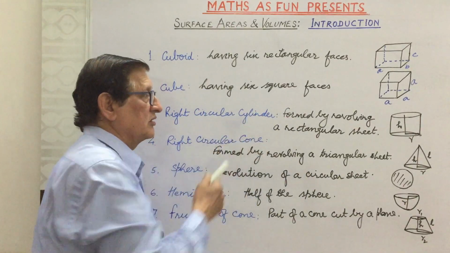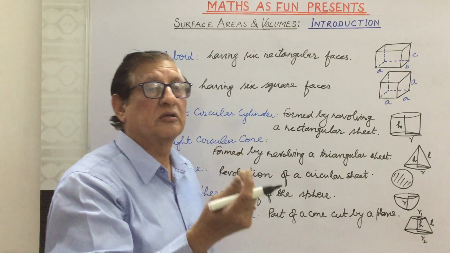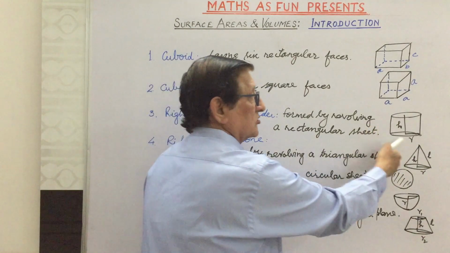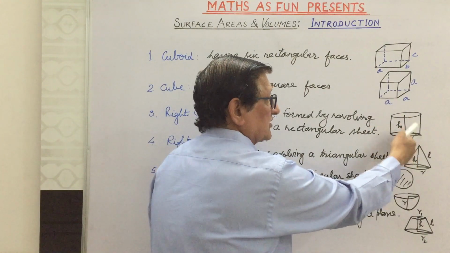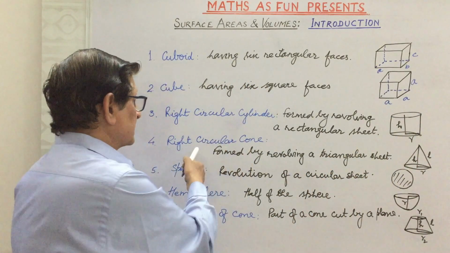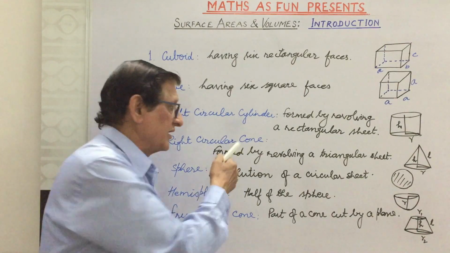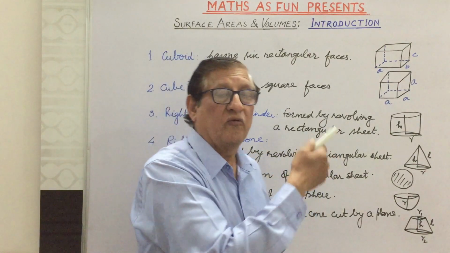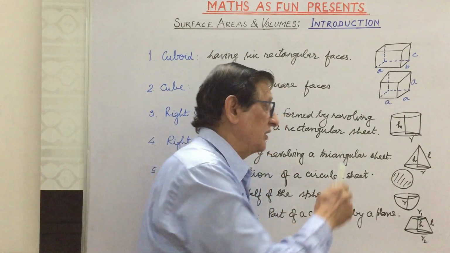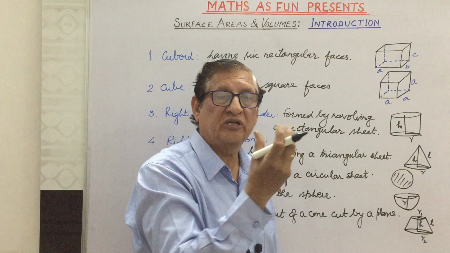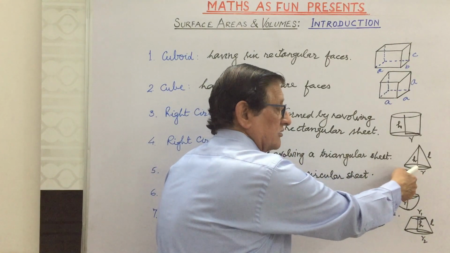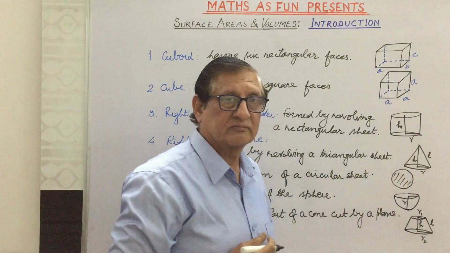Right circular cylinder. A right circular cylinder can be formed by revolving a rectangular sheet. It looks like this. This is the radius of the base and the top, and this is the height of it. Then the right circular cone. A right circular cone can be formed by revolving a triangular sheet. The best example of this is a softie. Here this is known as the radius, this is the height, and this is known as the slant height.